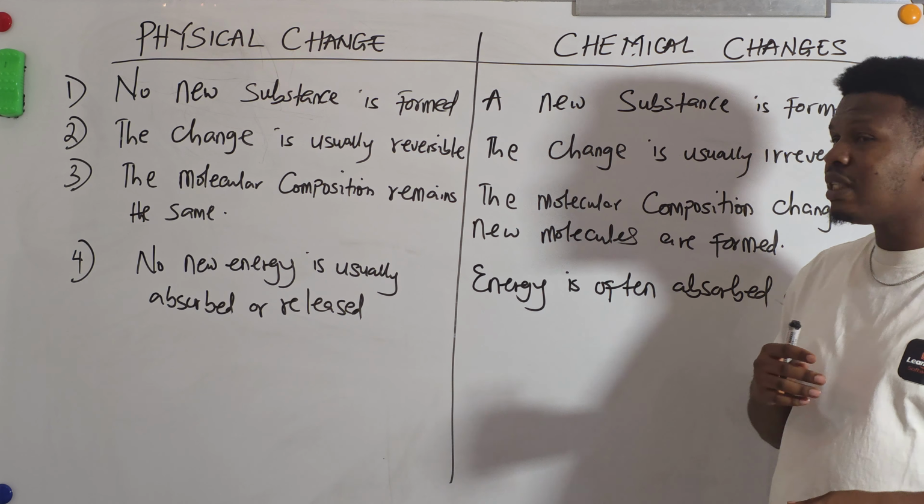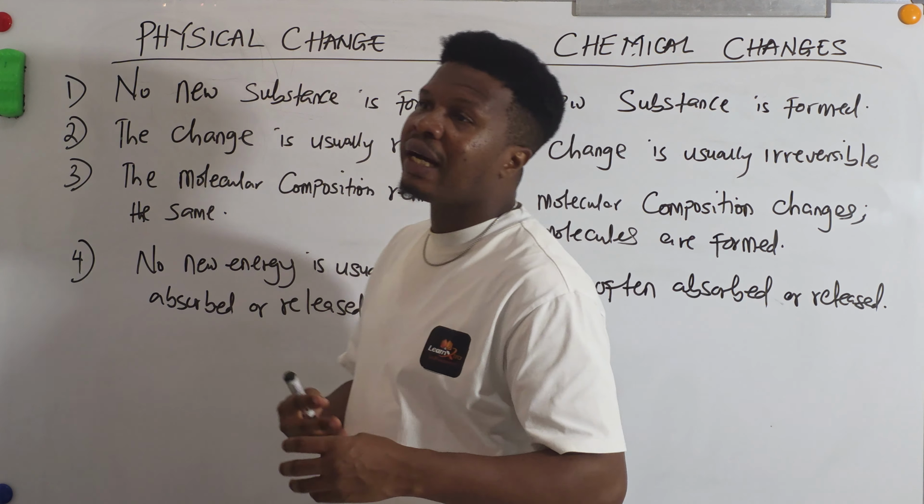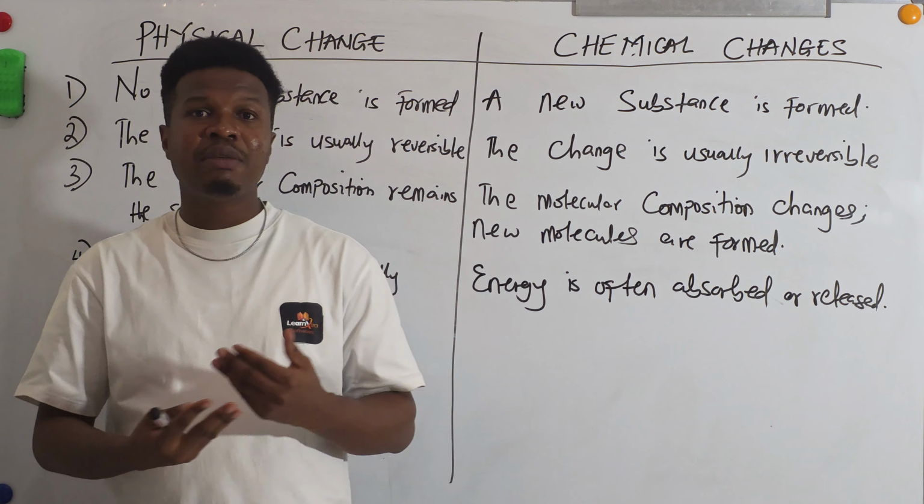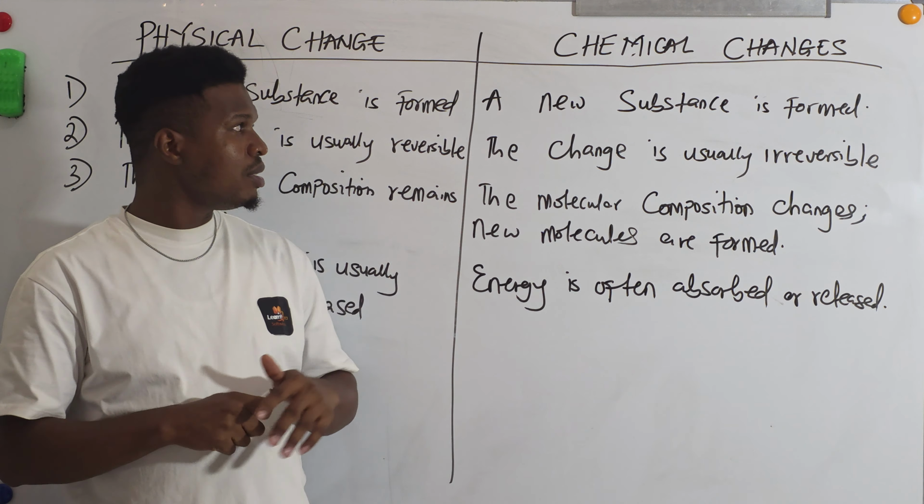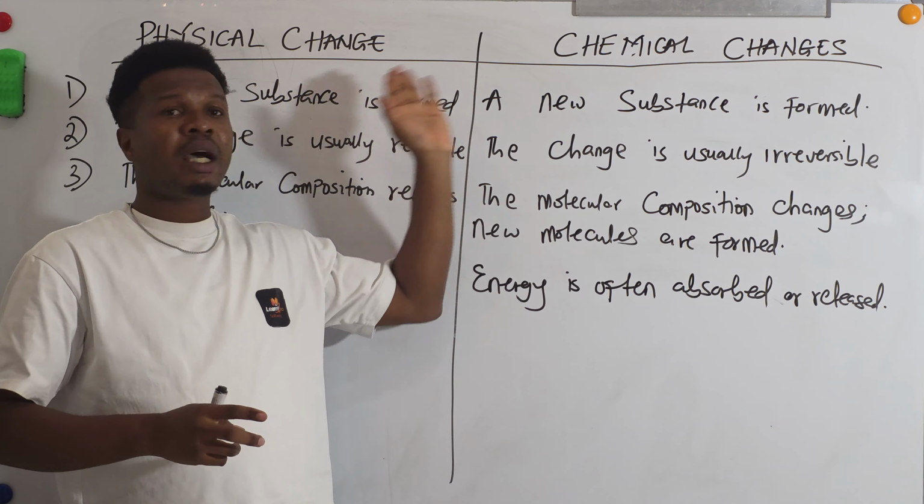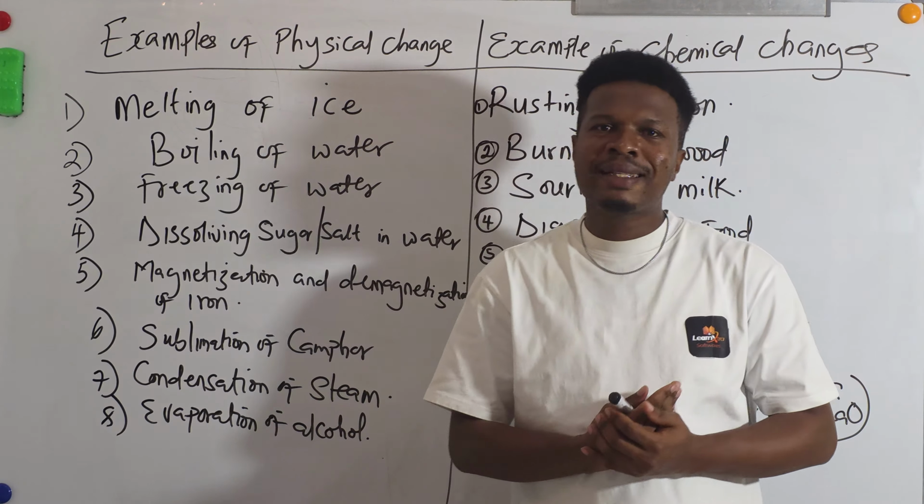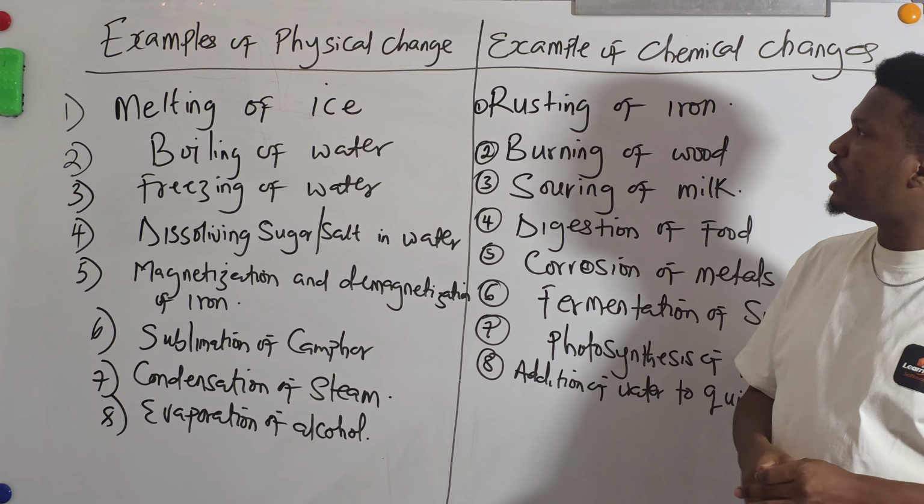But for chemical changes, there is a change in energy, because heat can be evolved, and this heat evolved can alter the energy of that system. So these are the core differences between a physical and a chemical change. So let's look at examples of physical changes and chemical changes.